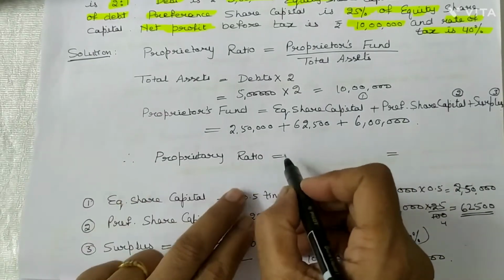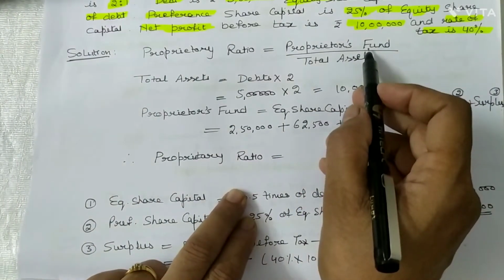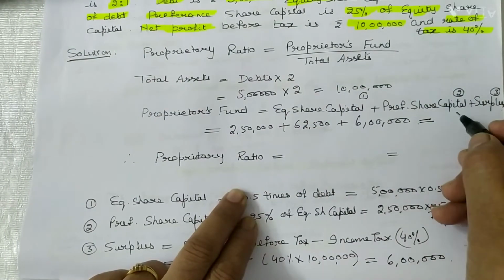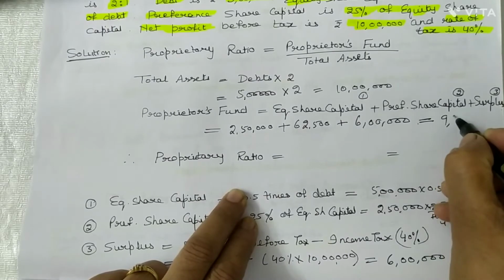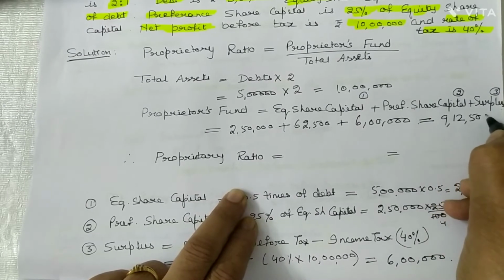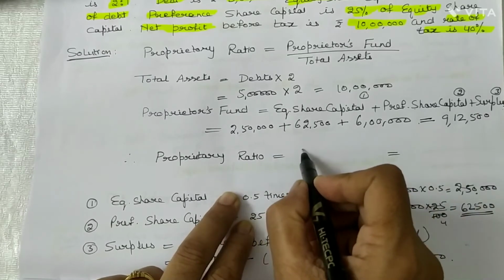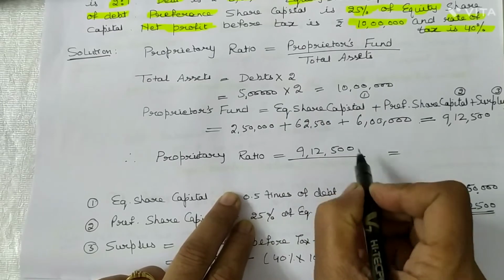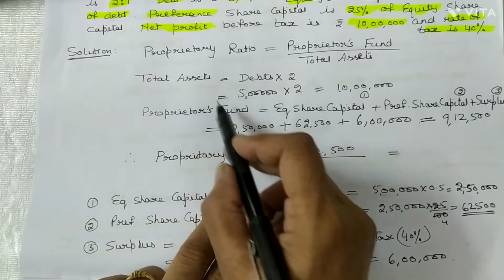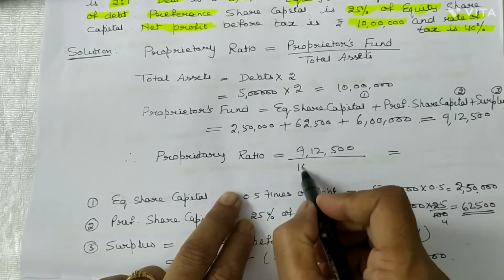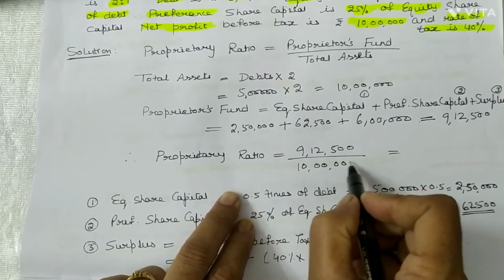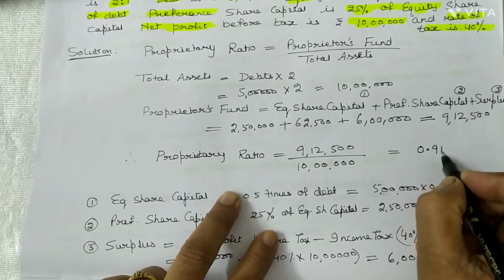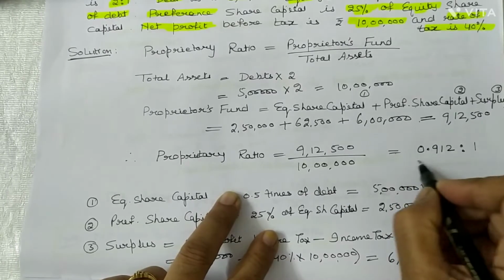Okay, then propriety ratio is equal to proprietor's fund. This total comes to 9,12,500. So write it here, 9,12,500 divided by total assets. Total assets we have already calculated, that is 10 lakh, is equal to 0.912:1. This is the answer.